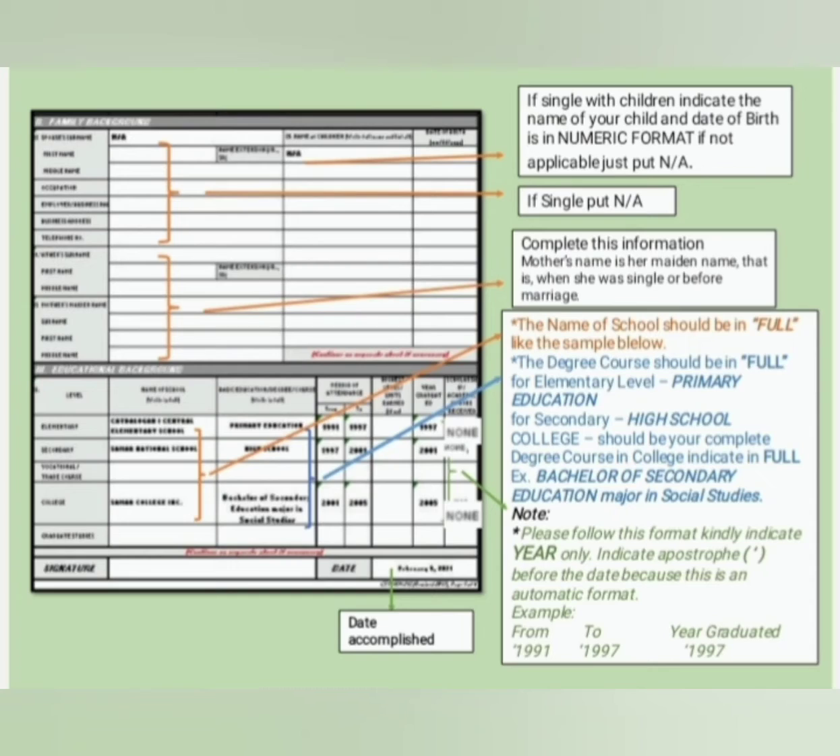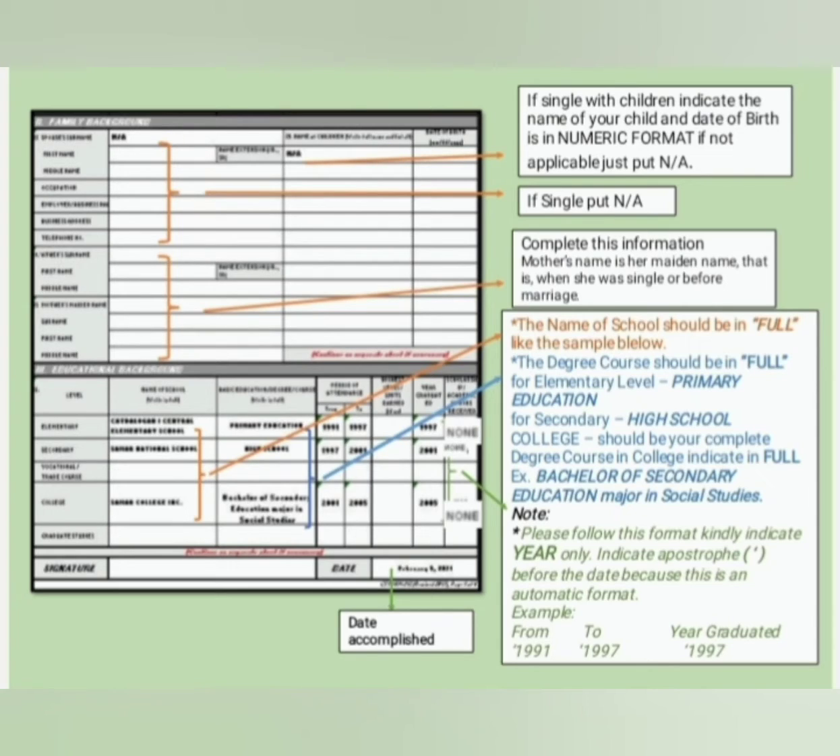Still, nasa first page pa rin po tayo. If you're married, you can put your spouse's surname, first name, middle name, occupation, employer or business name, business address, and telephone number. Pero kung single kayo, you can put NA kahit sa isang column lang. If you have children, indicate their names and the date of birth in numeric format. So, MM/DD/YYYY then. And then if you are single without child, you can put NA.